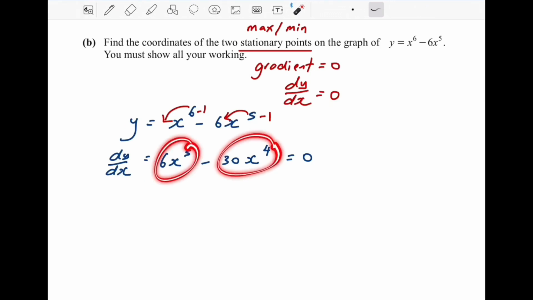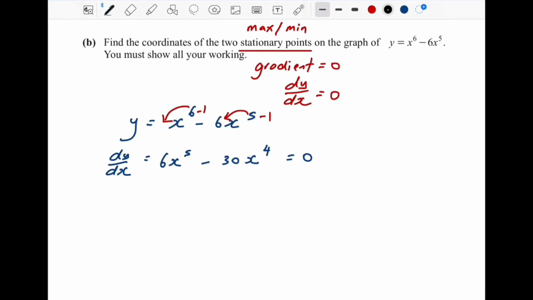So look at this. What is the highest common factor? Look at the numbers first, 6 and 30. What can you take out? 6, right? You can take out 6. So between x^5 and x^4, the highest common factor is x power 4. Okay, so you take out 6x^4, remaining (x minus 5) equals 0.